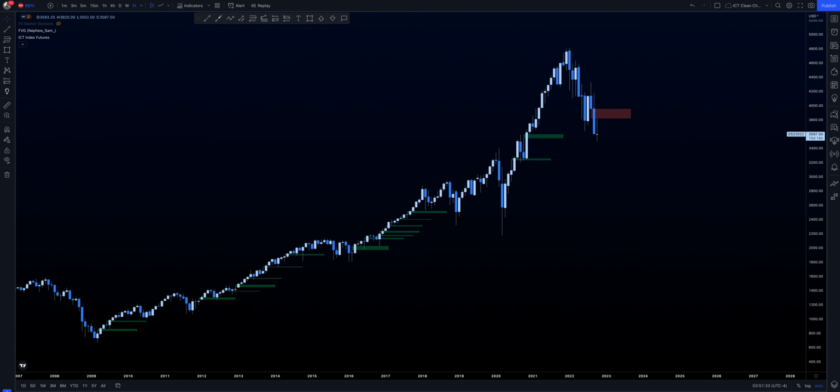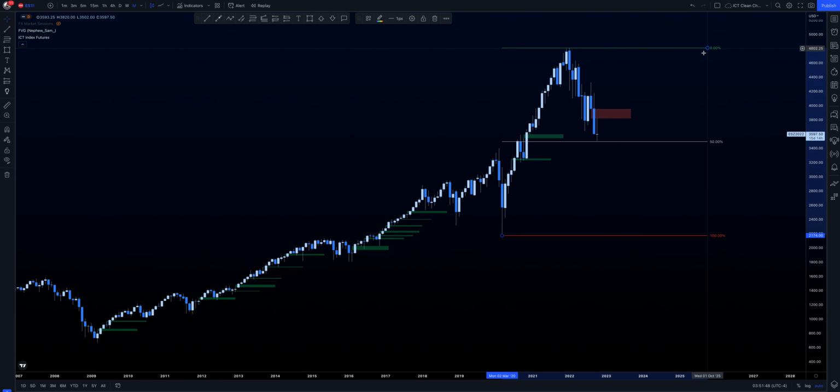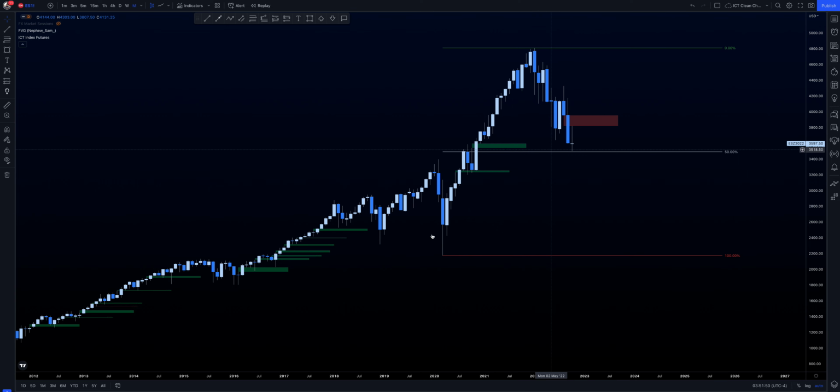So without further ado, we identify where we are at the moment on the monthly dealing range, and then where that fits into the time of year and the quarterly shifts. So from this low to this high, we are still in a premium. So we're not actually expecting the market to do anything crazy like continue from this point, although we do have this big PD array here.